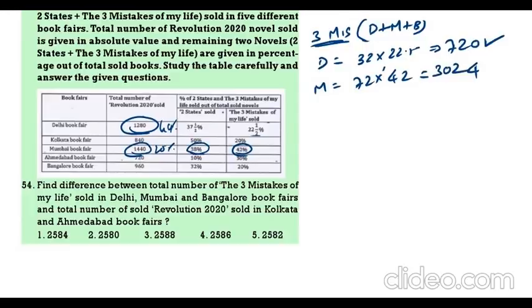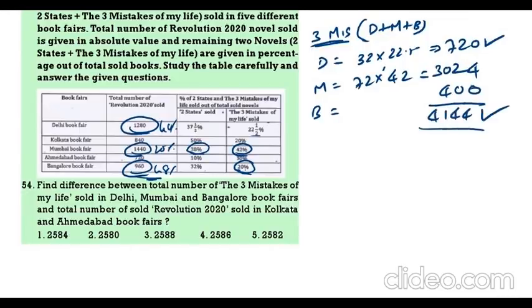Now which one? Bangalore. This is 32 plus 20, 52. 48%, so 1% is 20. 20% is how much? 400, not 640. 20% is 400. 48% is 960, 1% is 20. So this is 400. If you do this total, we are going to get 4144. This is the 3 Mistakes of My Life in Delhi, Mumbai, Bangalore.